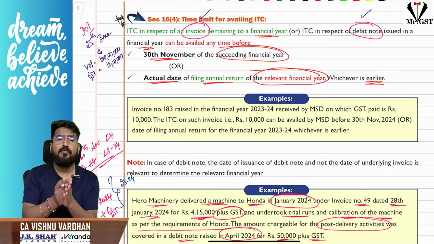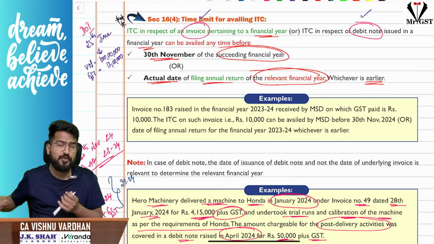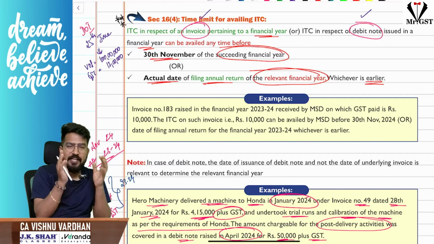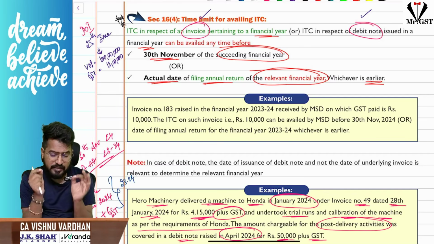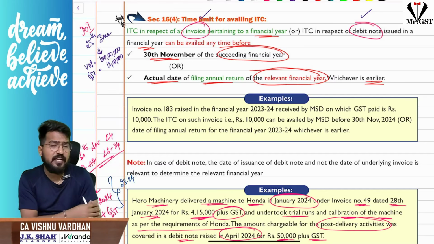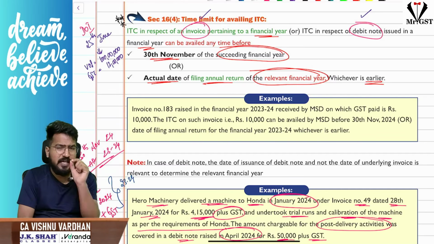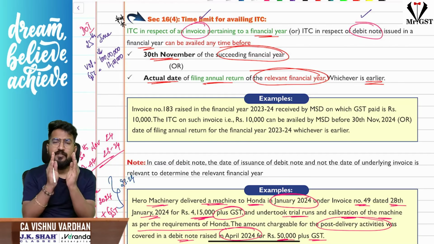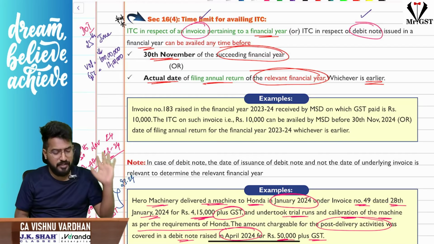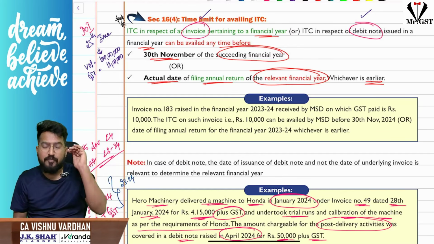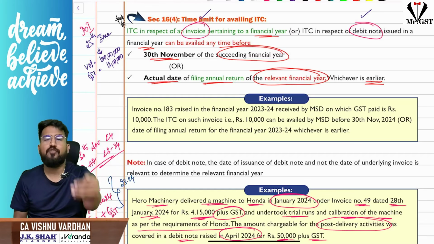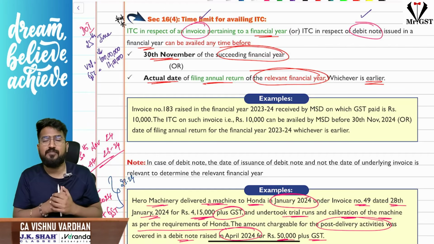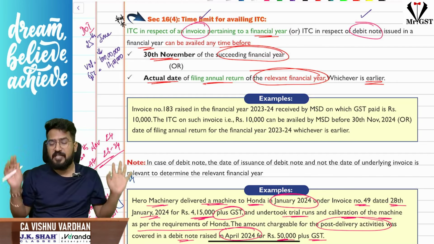The next one, a very important section, 16 subsection 4. You should remember the subsection number as well. You know what the time limit for availing ITC is? The time limit for availing ITC is 30th November of the succeeding financial year or the actual date of filing the annual return of the relevant financial year, whichever is earlier, with respect to any invoice. So first we should take an invoice and see which financial year it belongs to. From that financial year, the next financial year's 30th November or the actual date of filing the annual return of that financial year, whichever is earlier, will be the deadline to take ITC.